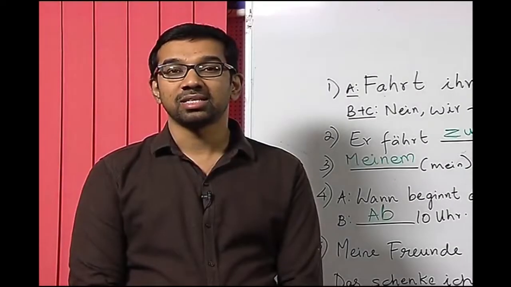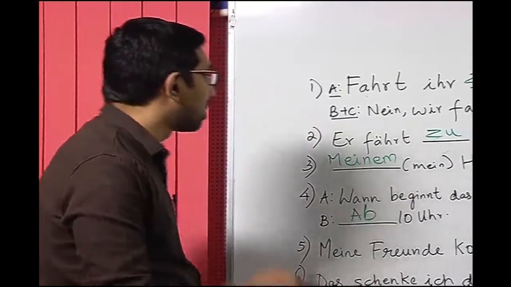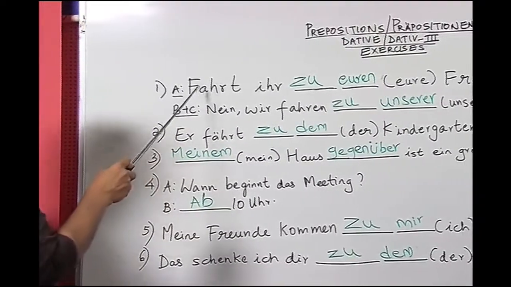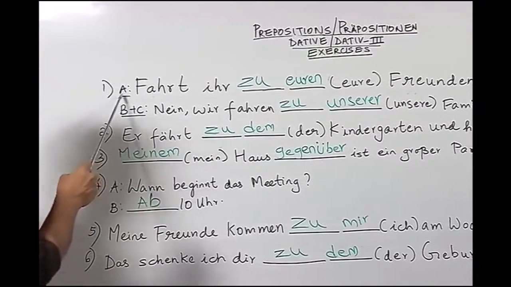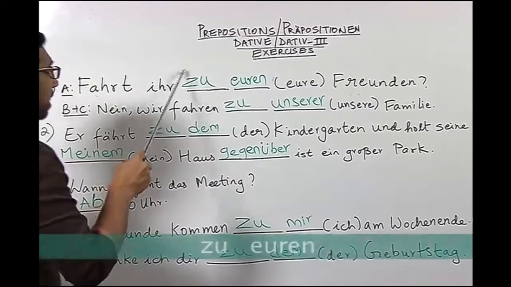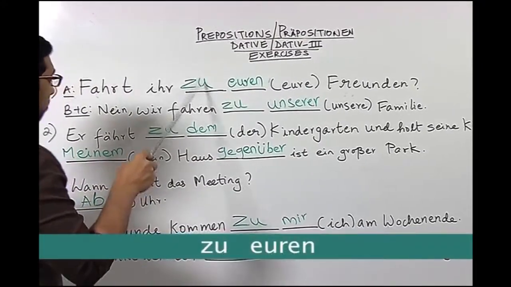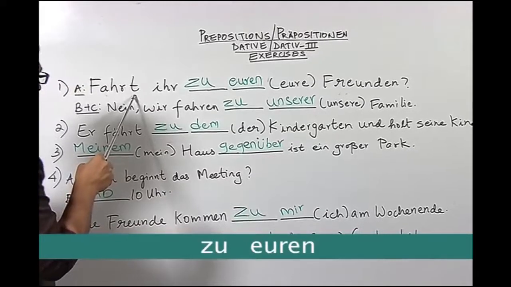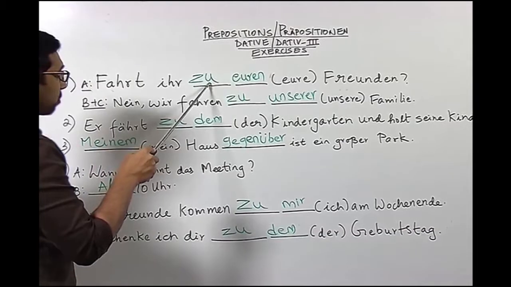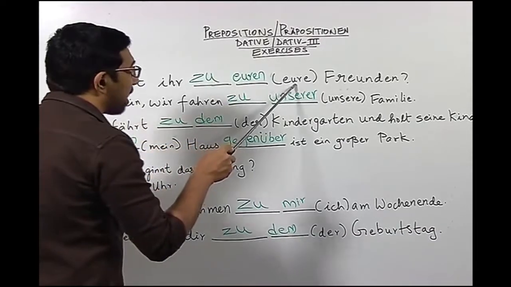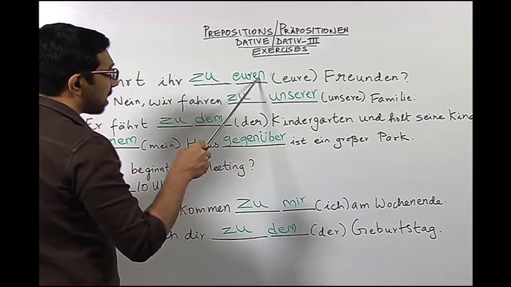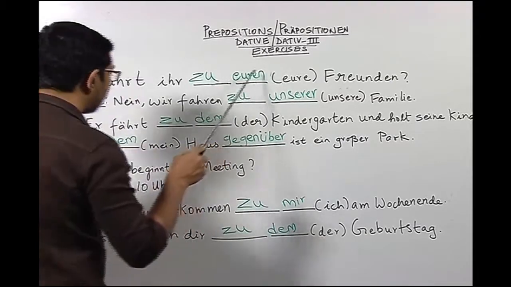Now, let us look at the answers given by the student. Here in sentence number 1, it is a conversation where person A asks, Fahrt ihr zu euren Freunden? Here the student correctly wrote the preposition zu by deducing it from the verb fahrt, which is fahren, and since it's a verb which shows movement, he used the preposition zu, and then we have in bracket the possessive article eure, which is converted into euren, which is the dative possessive article plural.